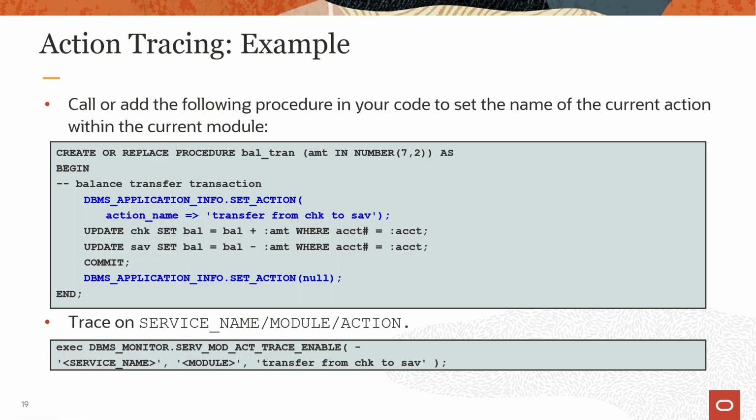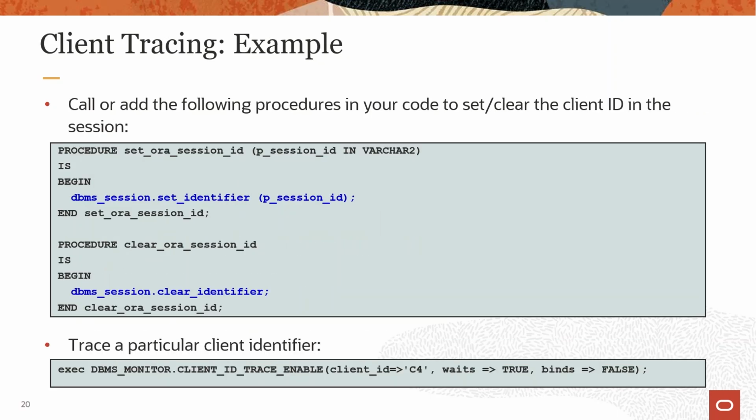Well, now, if I'm going to connect to my database as a specific service, and I'm going to execute this procedure, balance transaction, it will only capture tracing information for the 2 updates and this particular commit. I'm not interested in any other SQLs being executed for that service. No, only those SQLs executed against that service that have been flagged, in this case with action name transfer from check to savings.